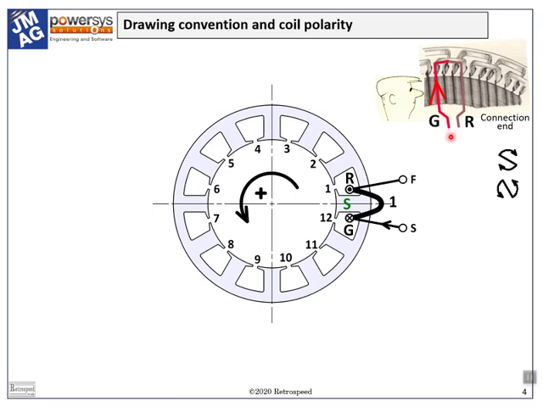I identify the go coil side, G, as the one that leads away from the connection end. In the center diagram, it's going away. The return coil side, R, leads back towards the connection end. In the center diagram, it's coming towards me. Of course, the coils normally have many turns. In the center diagram, we can see the end connections looping across. Top diagram shows only one turn.